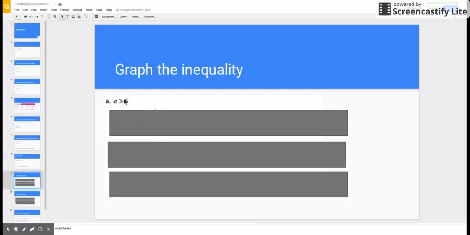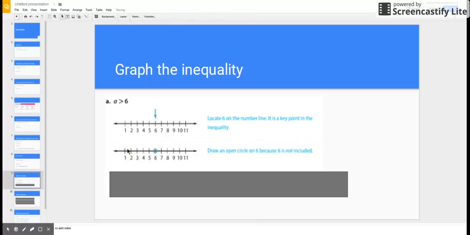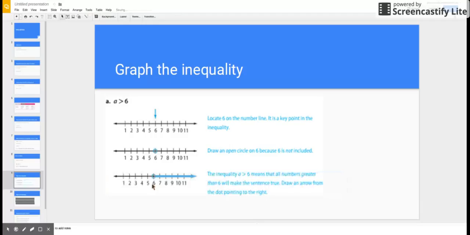Okay, so graph the inequality. So here we have A is greater than 6. So the first thing you're going to do is take a number line and find a point on 6. So locate 6 on the number line. It is a key point in your inequality. Now it's greater than, right? So you're going to draw an open circle on the 6 because the 6 is not included. If this is a closed circle, this would have to be equal to. So it's open. Okay, and A is greater than 6. So that means it could be 7, 8, 9. So you just want to shade the arrow to the right.